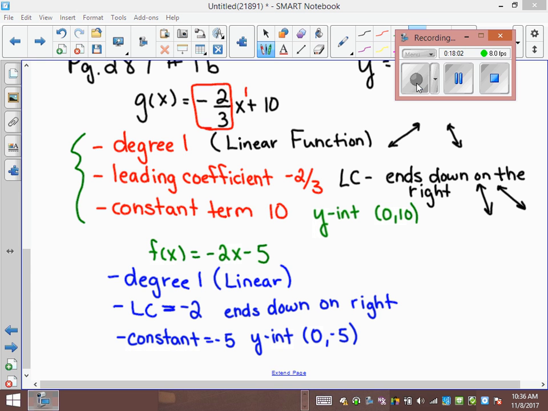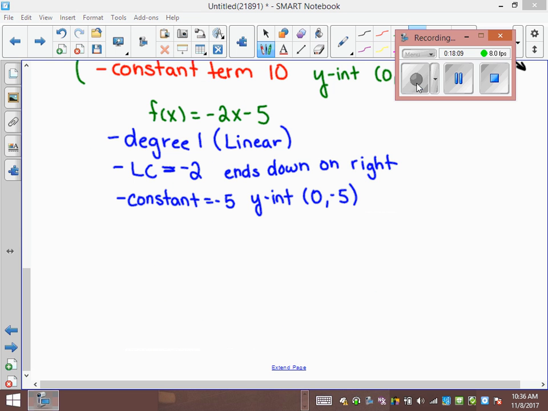Looking back at our book, we're going to look at 3B. 3B has a graph like this, if you don't have your book in front of you. Without even reading the question, tell me stuff about this graph. Because this graph exists, tell me stuff about the equation.